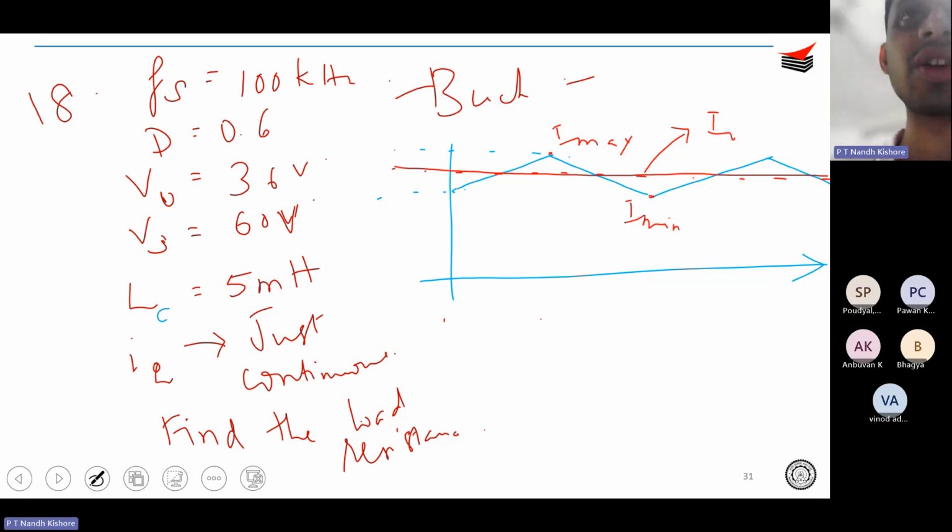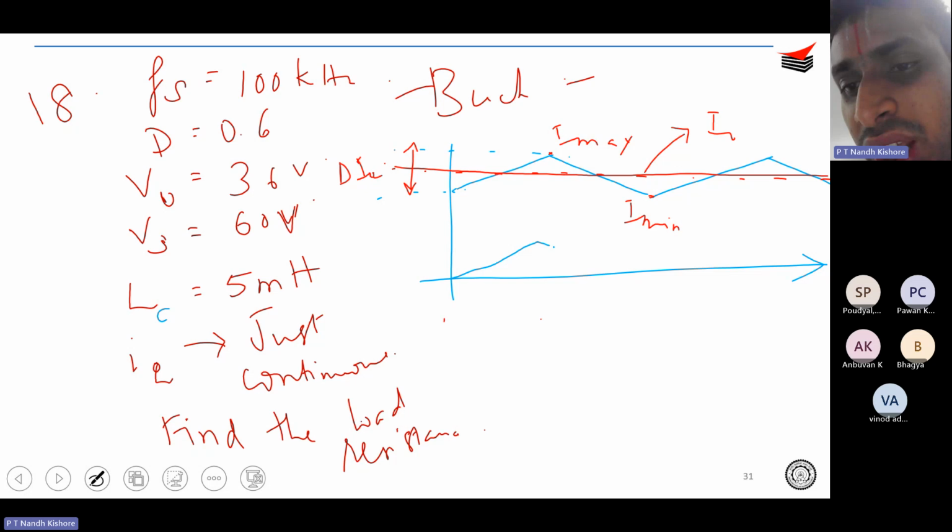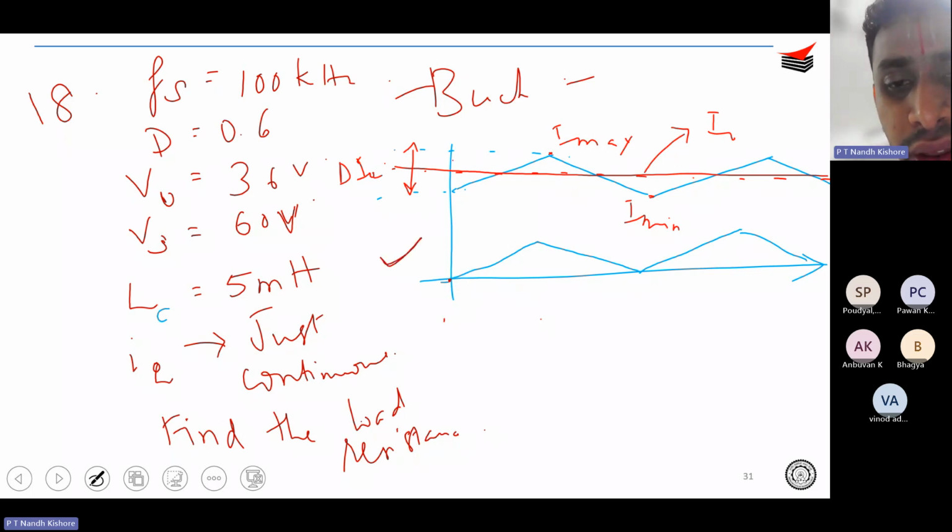Okay, you have got I naught, and you have also got the ripple value. Your ripple is delta IL, your peak to peak ripple, or I max minus I min. Now they have mentioned that the inductor current is just continuous, which means that your inductor current is something like this. It is touching zero, not going below zero, and it's not above zero as well. It's not somewhere here. We are in this case right now. It is just continuous.